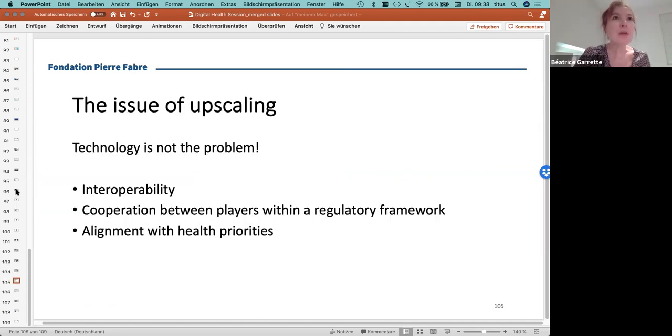So what about the issue of upscaling? Because yes, we don't want to have only pilots. We want really a well-developed, large-scale program. And of course, technology is not a problem, as my fellow panelists said before. We need interoperability. We need cooperation between the players, and we need alignment with health priorities. Next slide, please.